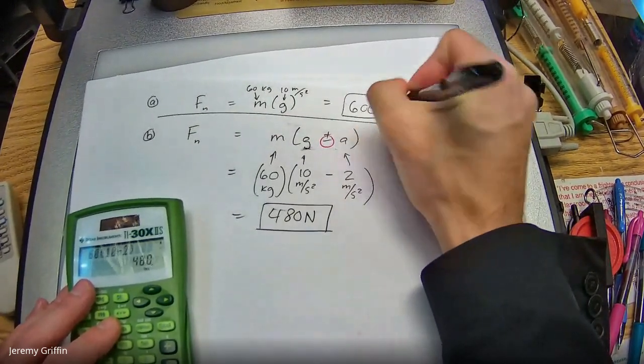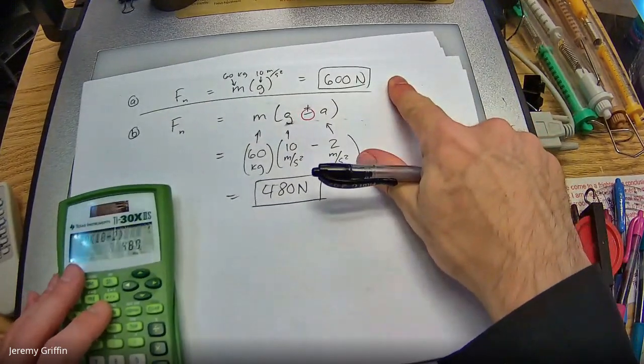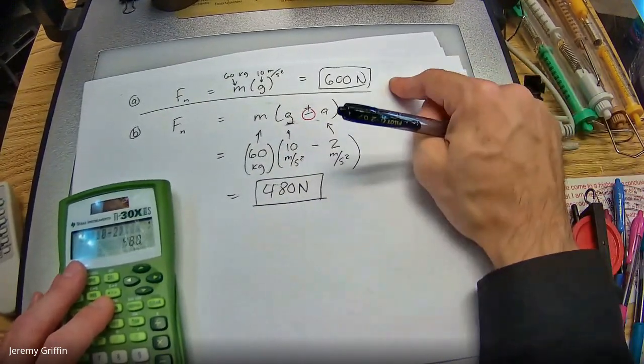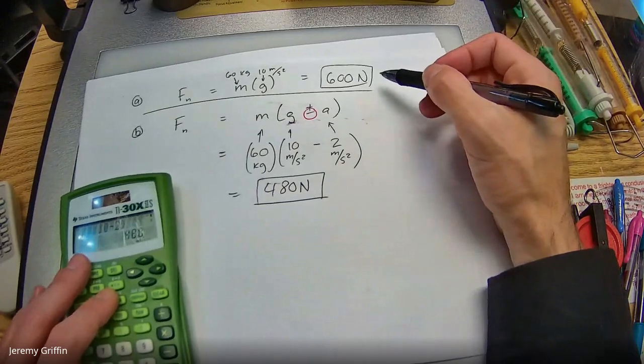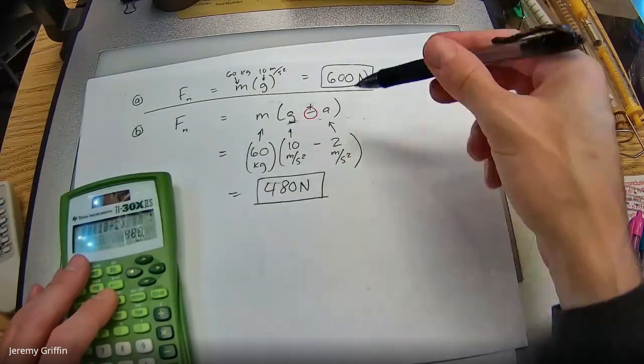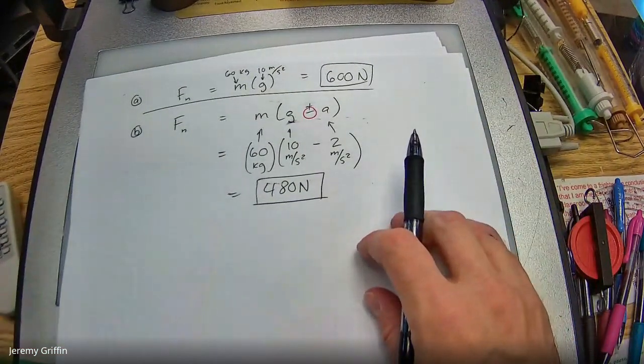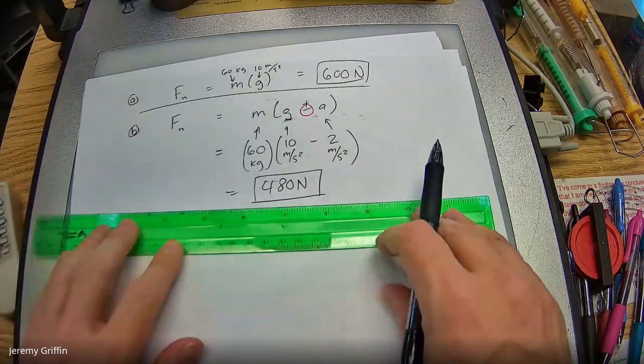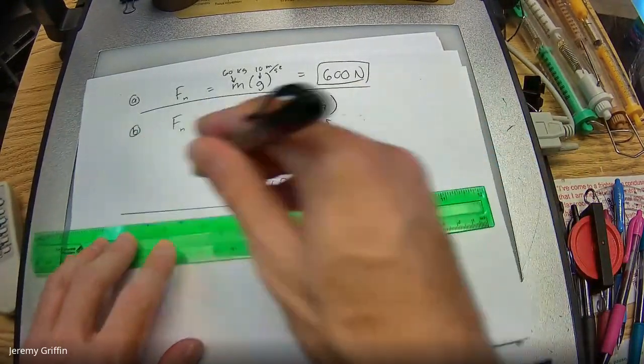So if he's at rest, 600 newtons. If he's moving at constant speed upward, 600 newtons. If he's moving at constant speed downwards, 600 newtons. The only reason on part B that it was less than 600 newtons is because he was accelerating down, moving upward but slowing to a stop.